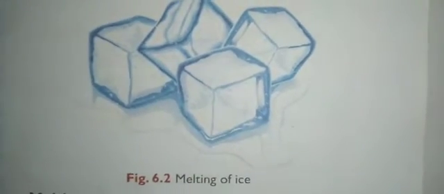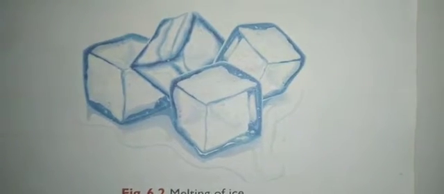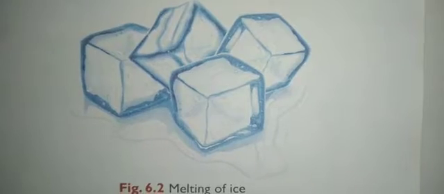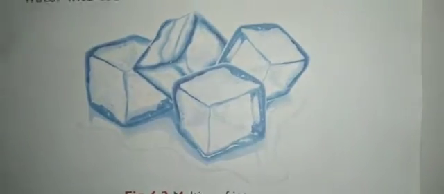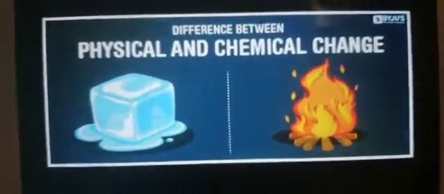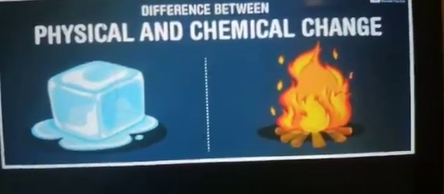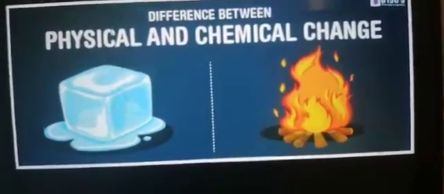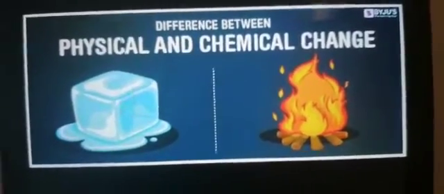So physical changes are the changes in which no new substances are formed. They are temporary in nature, right? And they can be reversed by simple means. So in this example, melting of ice. Change in state or phases like melting, freezing, evaporation, and condensation are physical changes.